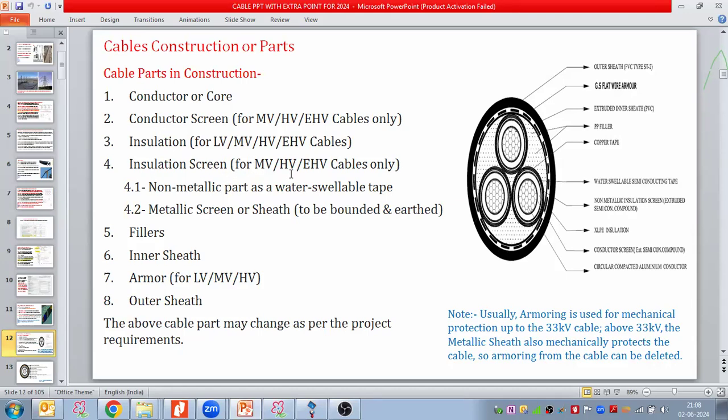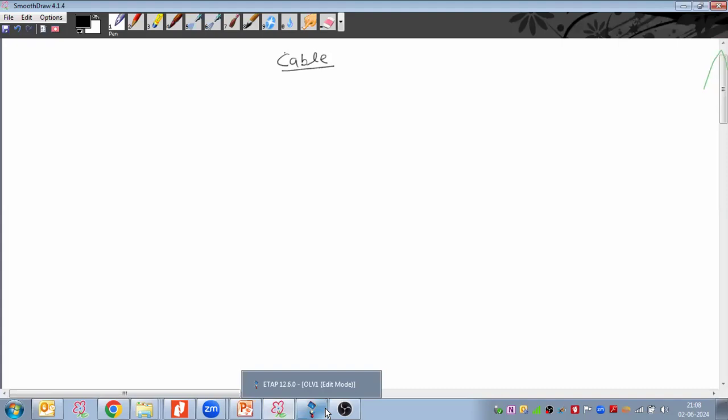Does anyone have any query regarding the study so far? We are discussing the cable construction so that we can prepare technical specifications for the cable, or review a cable data sheet, or prepare a cable data sheet. For that purpose, we are understanding the cable construction.